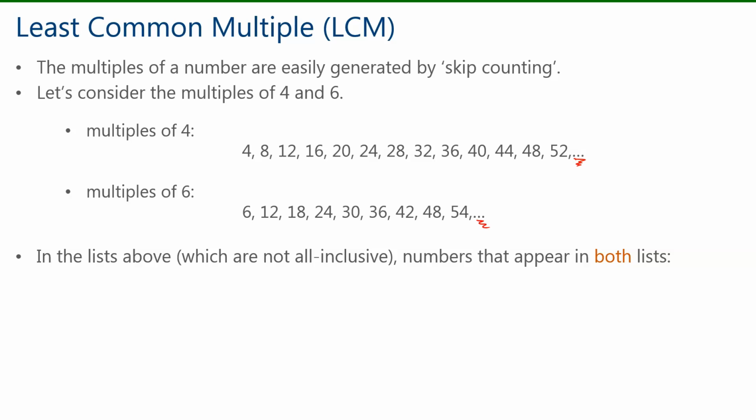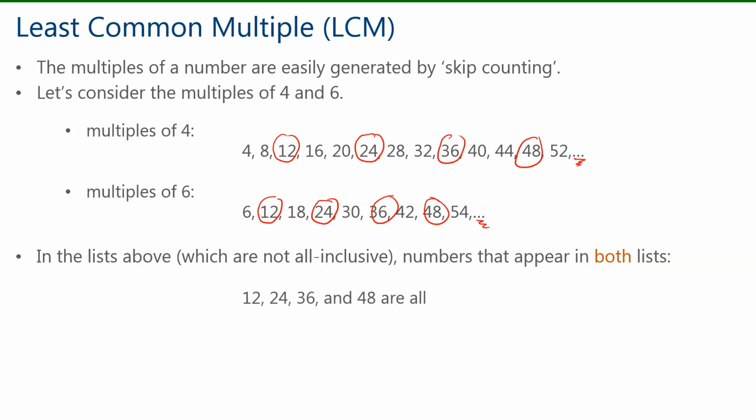What I want us to look at now says: in the lists above, which are not all-inclusive, which means again that these lists can continue forever, we want to look at the numbers that appear in both lists. So let's have a look. Well, I have a 12 and a 12. I have a 24 and a 24, 36 and 36, 48, 48.